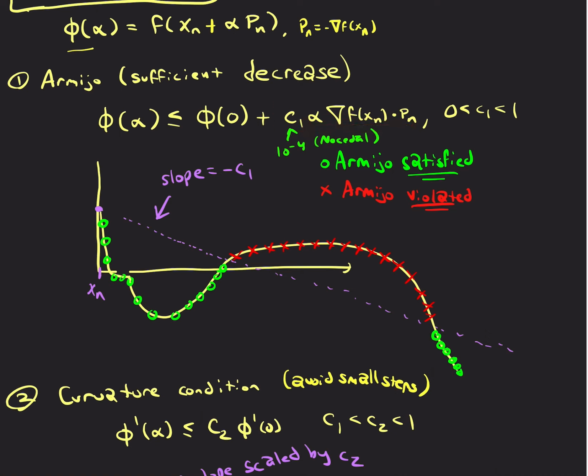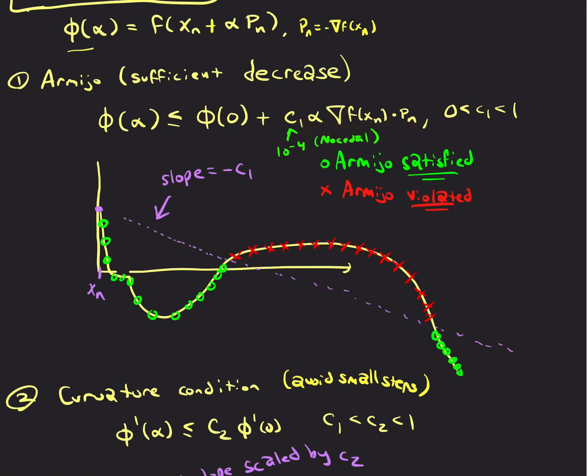And so typically you can choose pretty aggressively, on the order of 10 to the minus 4, and that's citing Nocedal. That's sort of what he said is standard. You can choose C1 quite small.